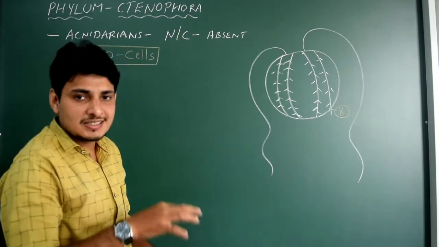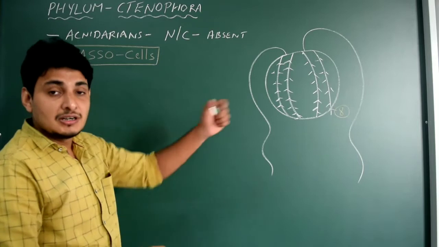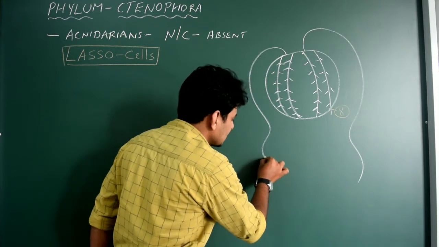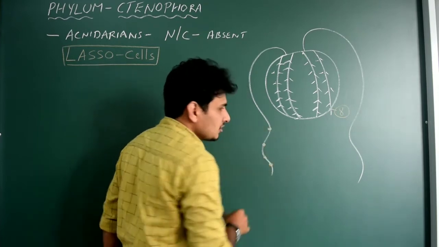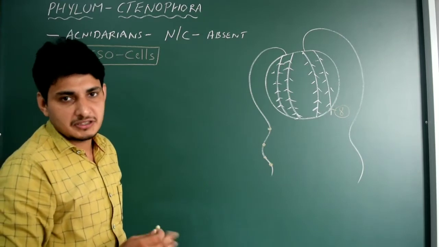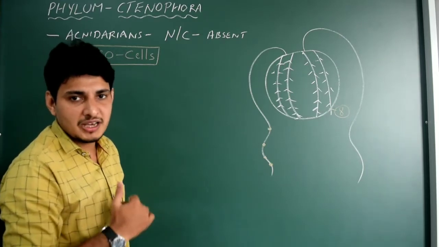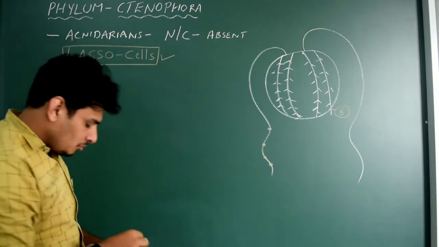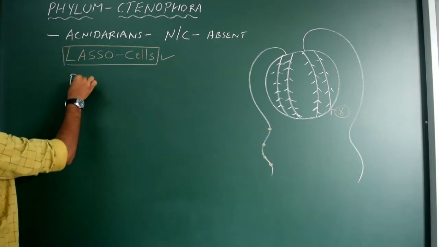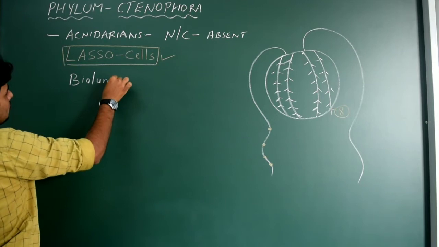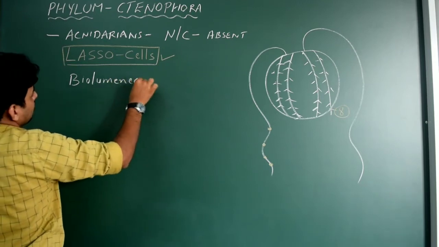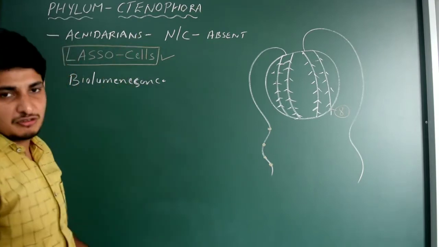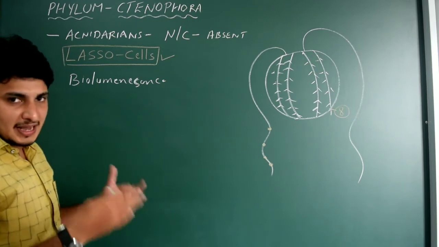And these tentacles do the same function as in the case of Coelenterata. They have specialized cells called lasso cells. What is the function of lasso cells? They paralyze the prey, that's it. Or maybe it could be for defense mechanism or offense mechanism, that's it. So that is the thing you just have to remember. One more important point is these organisms exhibit bioluminescence. This character will be seen in the case of Ctenophora. Yes, okay, they have the ability to emit light.